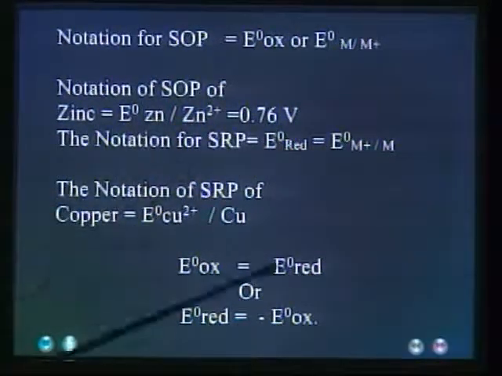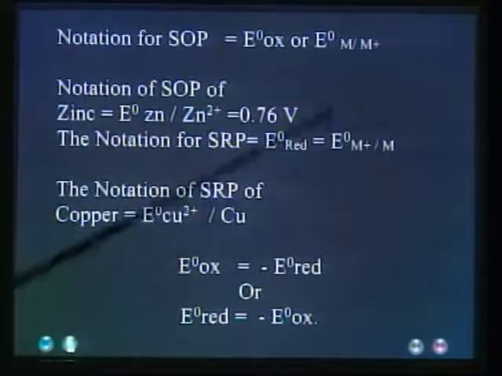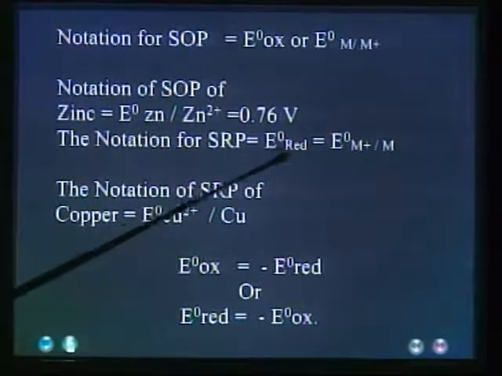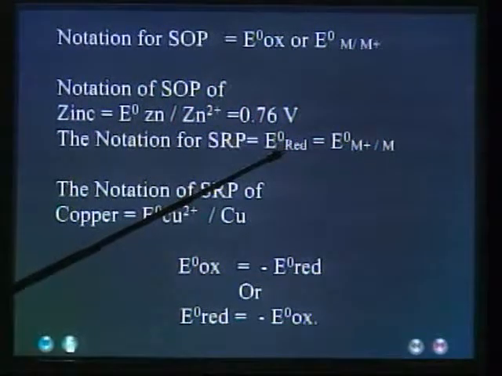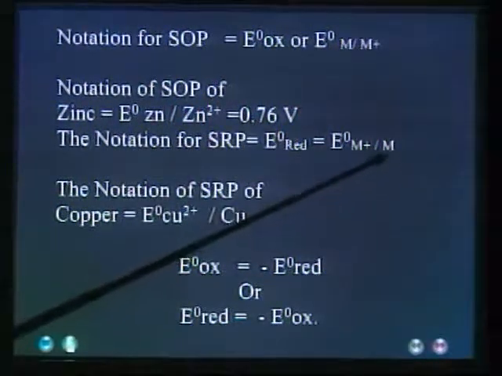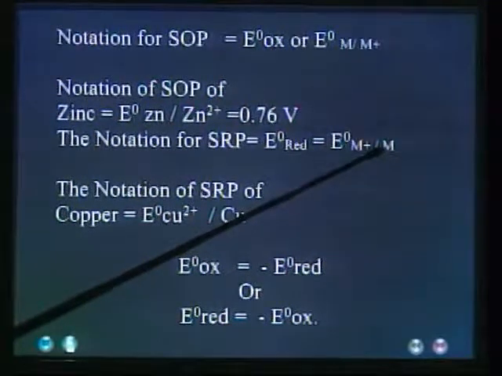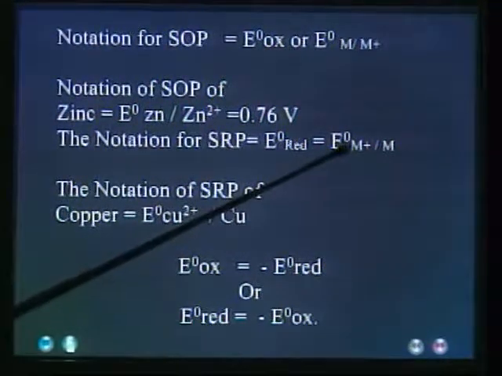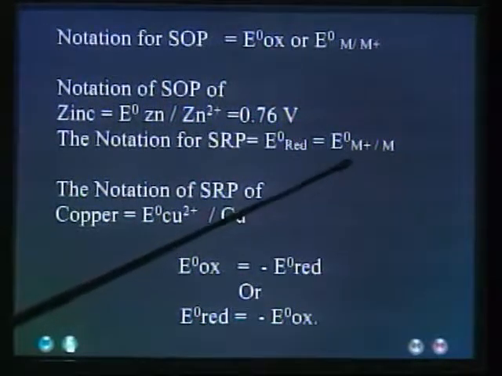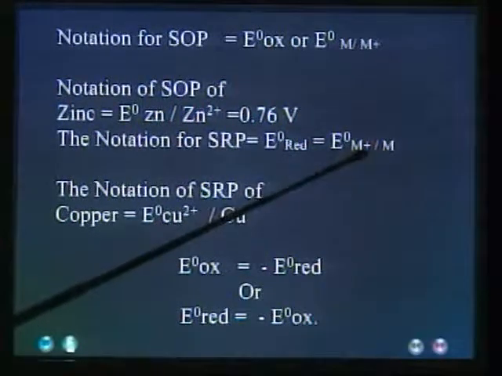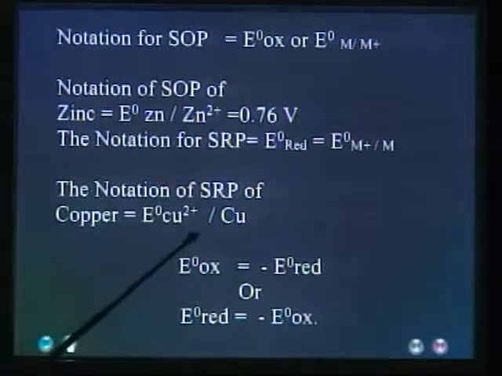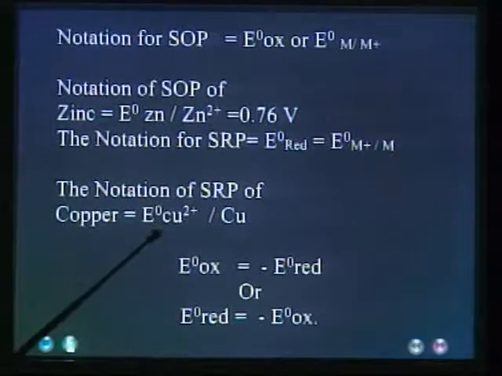Similarly, the notation for standard reduction potential is E0 RED, where 0 is shown as a superscript and RED is shown as subscript. Similarly, when a metal M is present in solution of its own ion of M plus and undergoing reduction, then the notation for standard reduction potential is E0 M plus oblique M. The notation for standard reduction potential of copper can be shown as shown here.